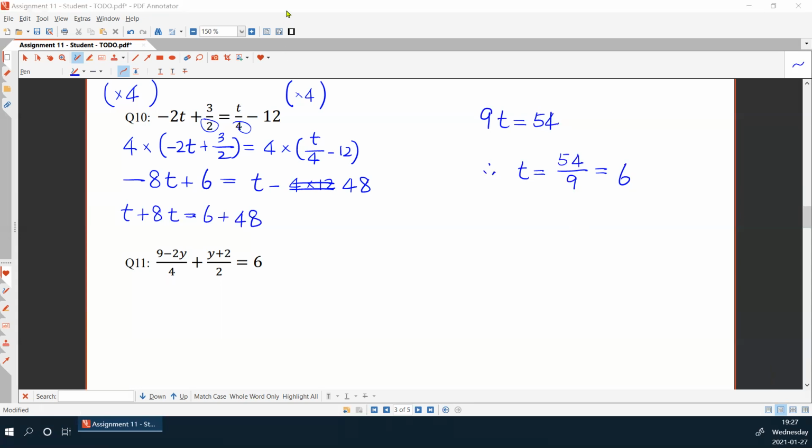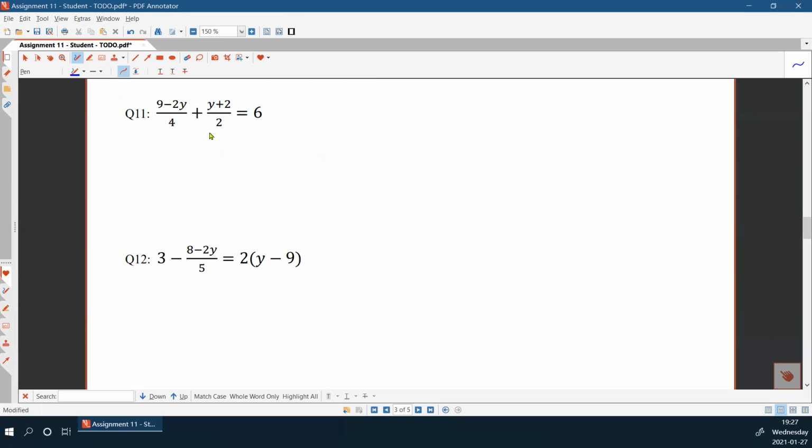All right, next one, question 11. Okay, again, when you have ratios, first of all, you can try to make the ratios to integers, right? So by observation, we can find that the least common denominator of these two ratios is 4.